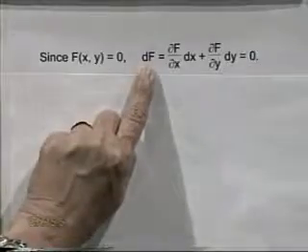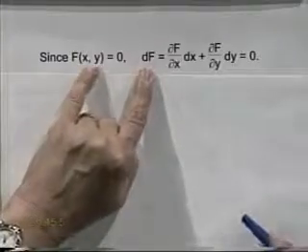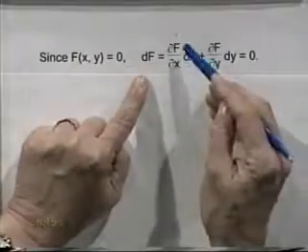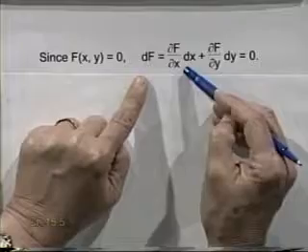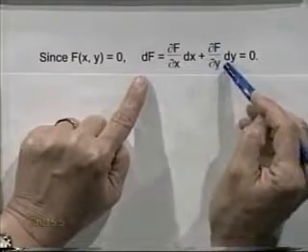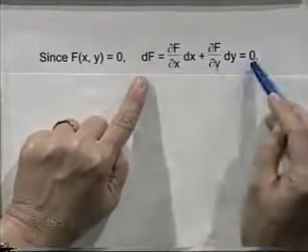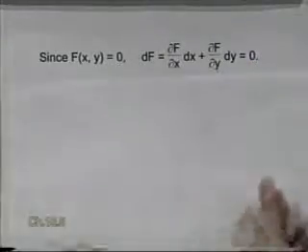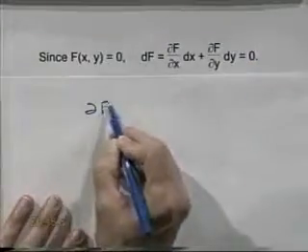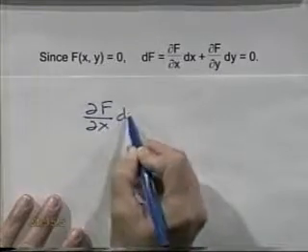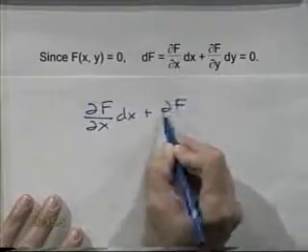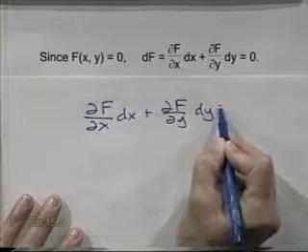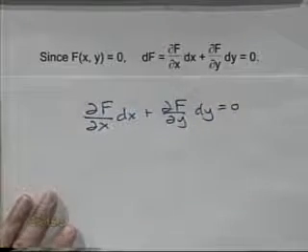But we know from what we did the other day that since F was a function of x and y, its total differential was equal to the partial of F with respect to x dx plus the partial of F with respect to y dy. So this is equal to 0. So I can take this expression and I can solve for dy/dx.